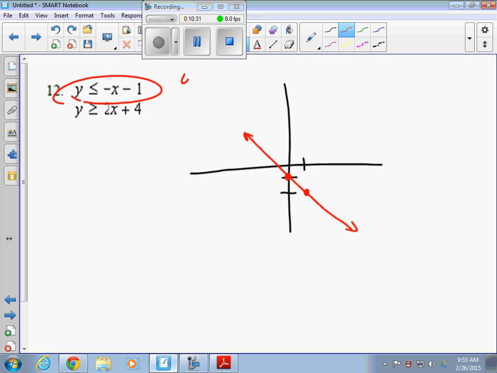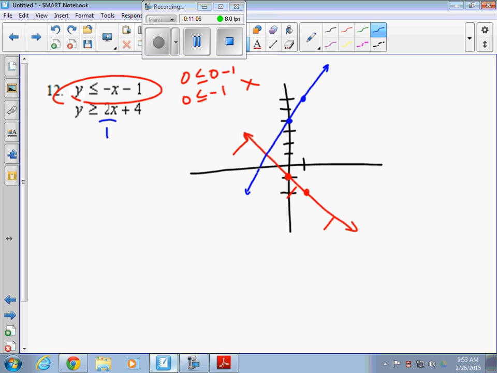0 is less than or equal to negative 0, which is still 0, minus 1. 0 is less than or equal to negative 1. Not true. So you shade away from 0, 0 for that. The other one, y is greater than or equal to 2x plus 4. You begin at plus 4. So 1, 2, 3, 4 is where you begin. It says 2x. Remember, that's over 1. So go up 2 more and to the right 1 for your second point. Again, it says "or equal to," so draw a solid line through those 2 points.